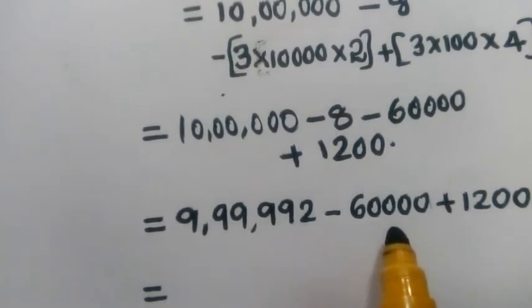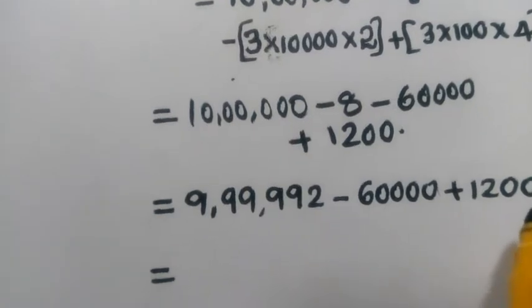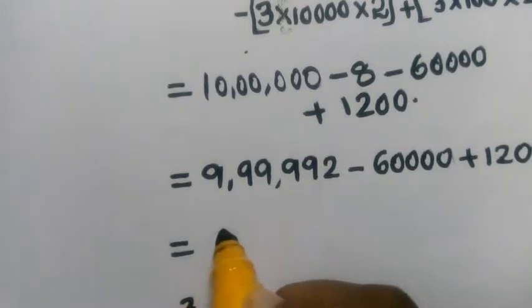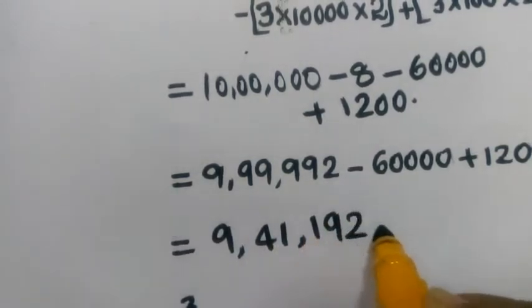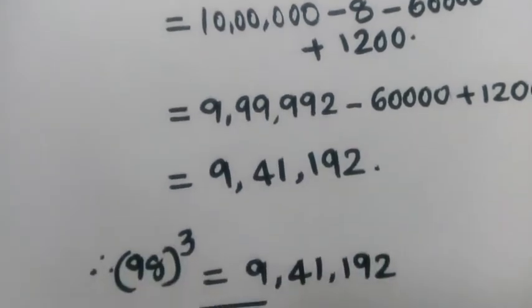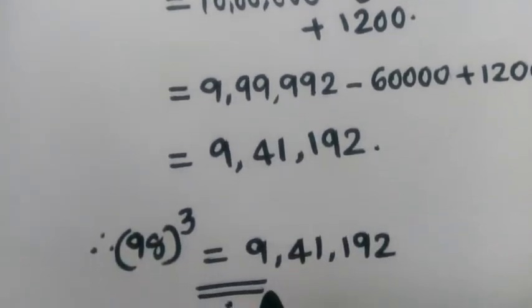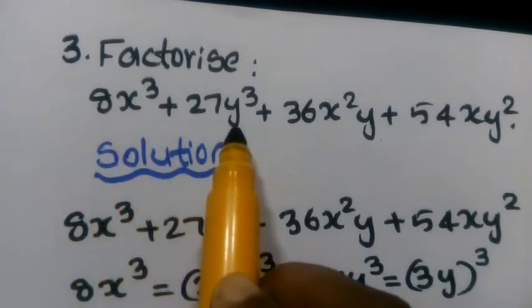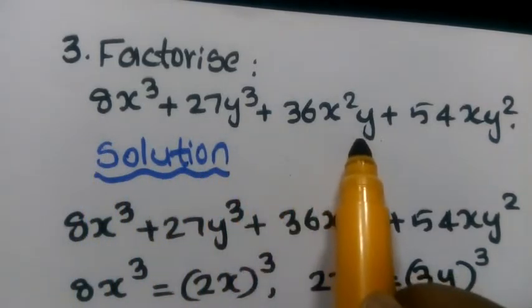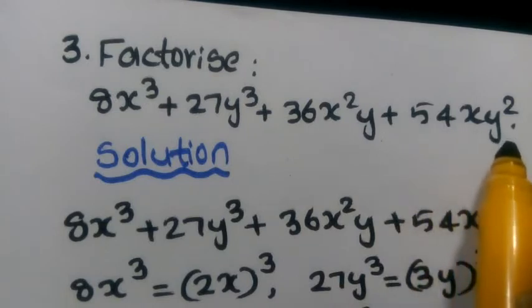9,99,992 minus 60,000 is 9,39,992. Plus 1,200, which is equal to 9,41,192. Therefore, 98 whole cube is equal to 9,41,192. Third question, factorize 8x cube plus 27y cube plus 36x square y plus 54xy square.